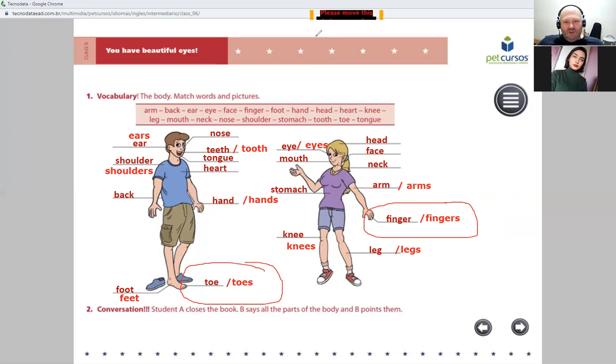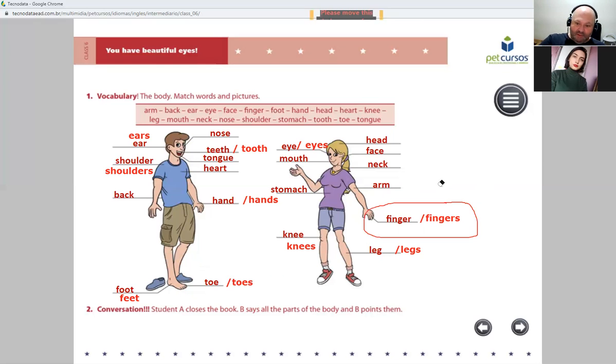Eu falei, ah, eu sujei meus dedos do pé. Ele falou, você tá comendo com o pé o sorvete? Are you standing? Ele perguntou assim, why are you standing on it? Tipo, você tá em pé em cima do sorvete, né? Eu falei, no, my fingers. Sorry. É, toes.